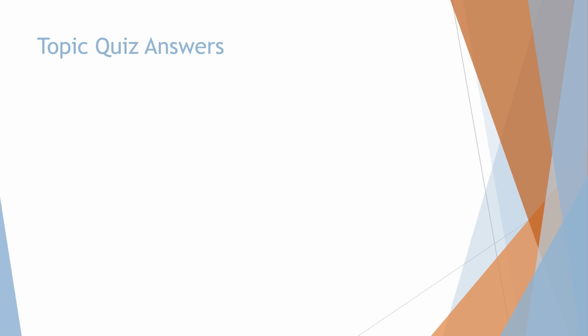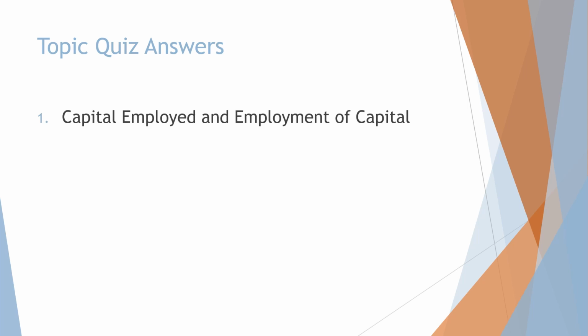Topic quiz answers. Question 1. What are the two sections of the balance sheet? Capital employed and employment of capital.